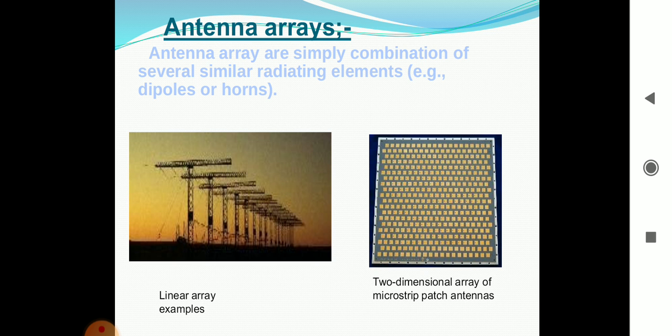Now, what is antenna array? Antenna array is nothing but simply a combination of several similar radiating elements. Here I have shown two diagrams in which a linear array example and a two-dimensional array of microstrip patch antennas are shown.